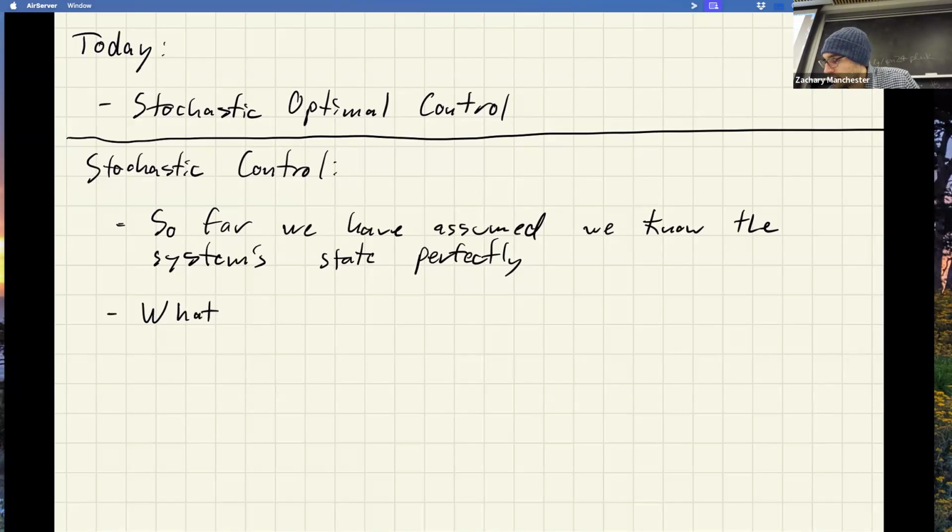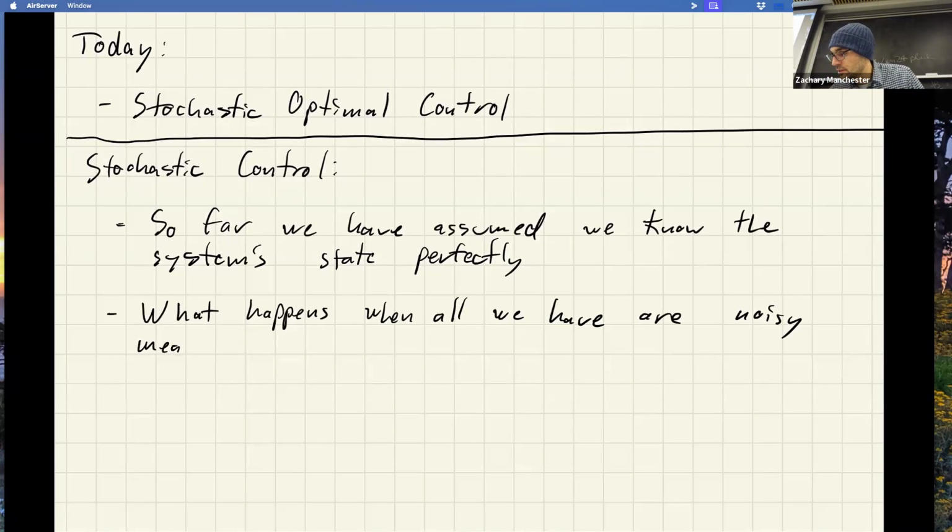So let's see what happens when all we have are noisy measurements related to the state.